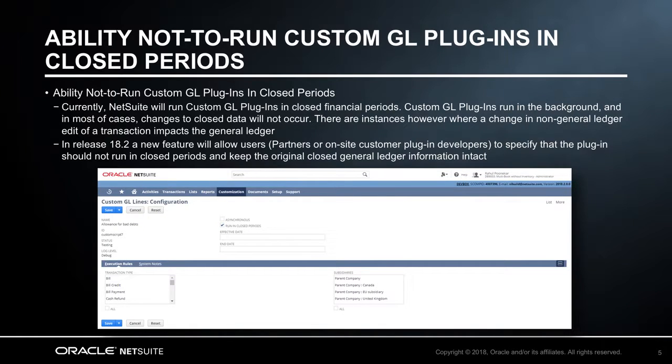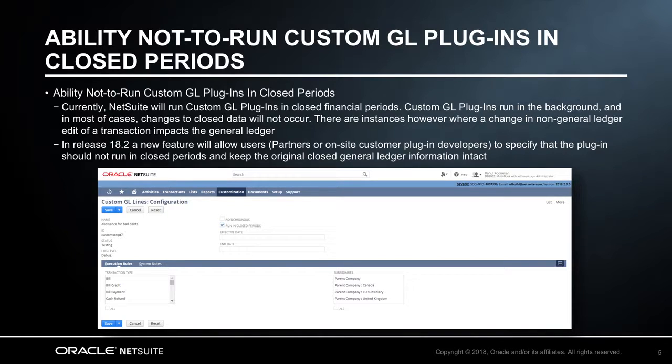The Custom GL Lines plugin modifies the general ledger impact of standard and custom transactions. You can use the Custom GL Lines plugin to comply with a wide range of global accounting standards by applying custom transaction logic that adds lines to the NetSuite GL impact page. Currently, NetSuite will run Custom GL plugins in closed financial periods. Custom GL plugins run in the background, and in most cases, changes to closed data will not occur.